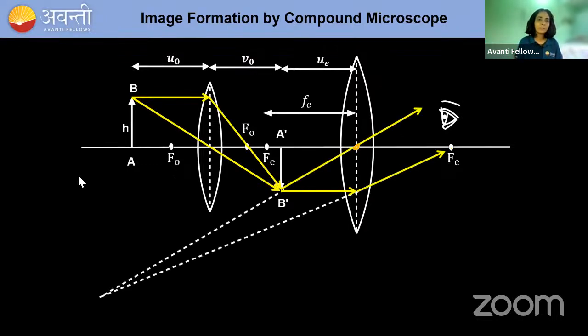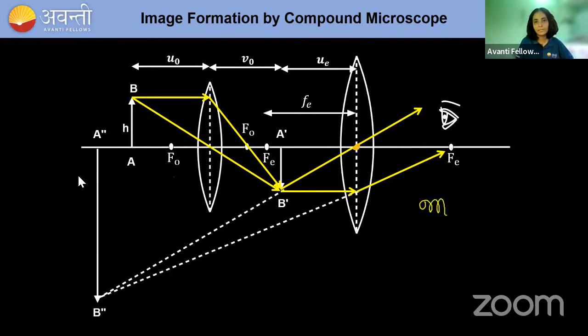ठीक है? अब देखो, फाइनल इमेज मेरा either infinity पे बनेगा या फिर at least distance of distinct vision, that is near point. ठीक है? So in this diagram, image is getting formed at least distance of distinct vision. ठीक है? So how we will write the magnification?